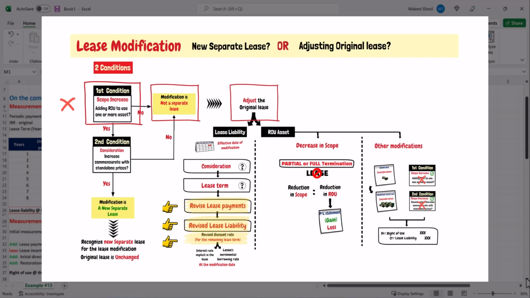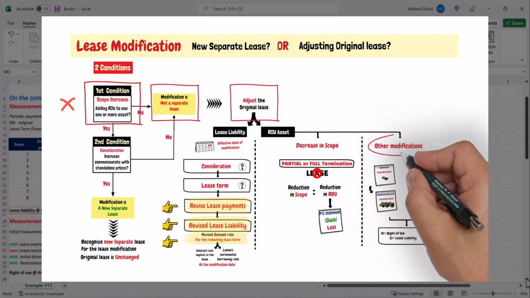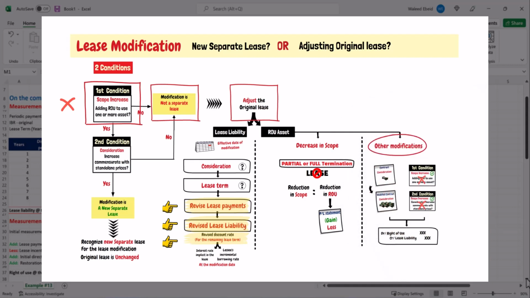As for the right-of-use asset, the modification falls under the category of other modifications, and in this case, we need only to adjust the right-of-use asset, with the same figure of the adjustment done to the lease liability.